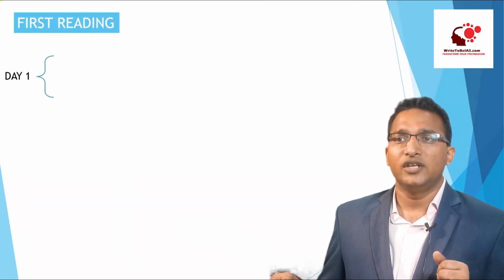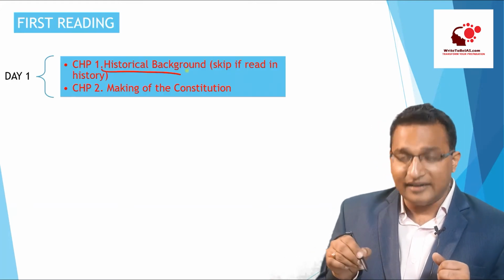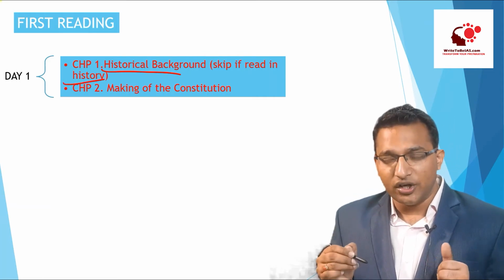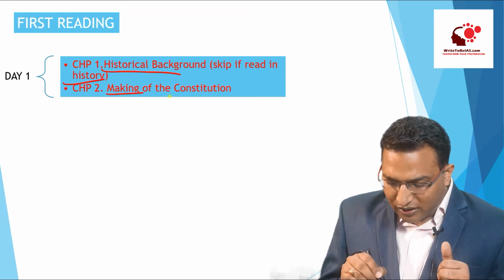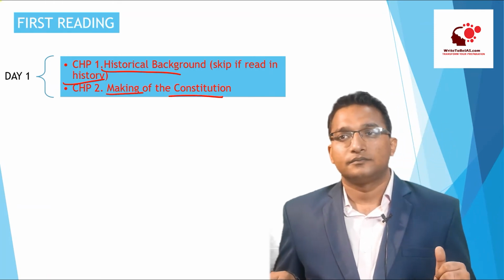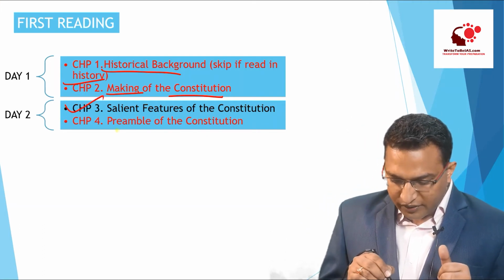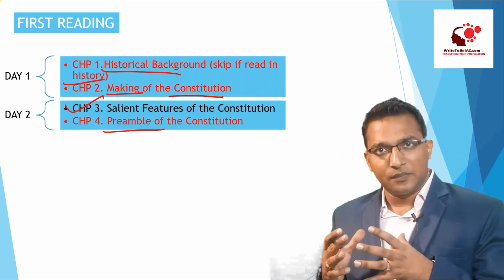Now coming to the first reading. What are the important areas? In the first reading, on day 1, you can go through the historical background, which overlaps with history also. So if you are good in history, you can do this chapter in a fast forward manner. Then chapter 2 is about the making of the constitution. On day 2, you can go through the salient features of the constitution and the preamble of the constitution. And friends, you should go through every chapter.